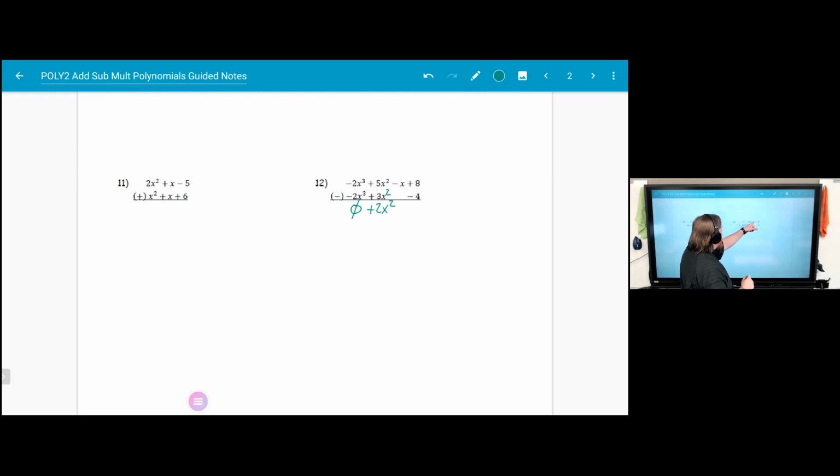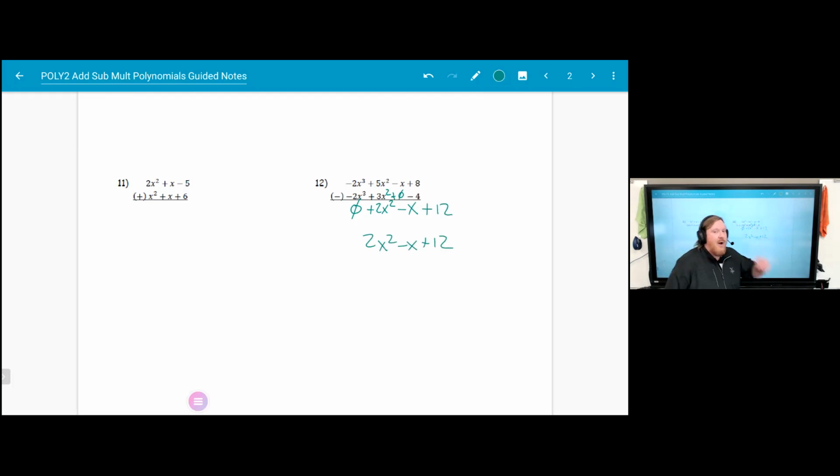Over here, negative x minus, well, there's nothing there. Nothing there means, I mean, we don't have to write a 0, but it just indicates that there is a 0. Negative x minus 0 is just negative x. 8 minus negative 4, minus a negative is plus a positive, plus 12. This turns out to be 2x squared minus x plus 12.